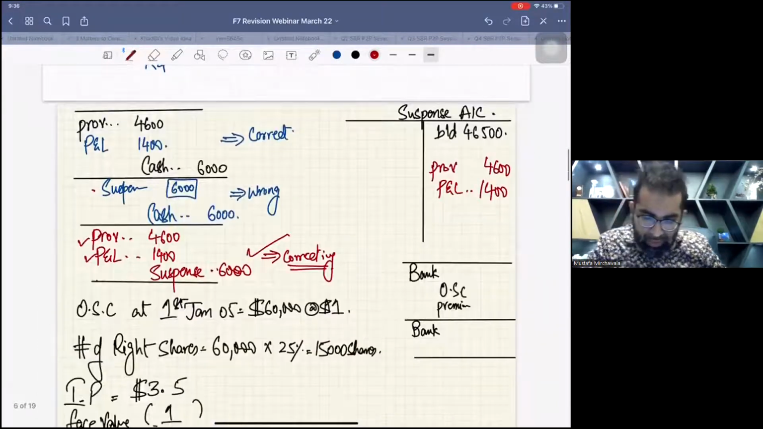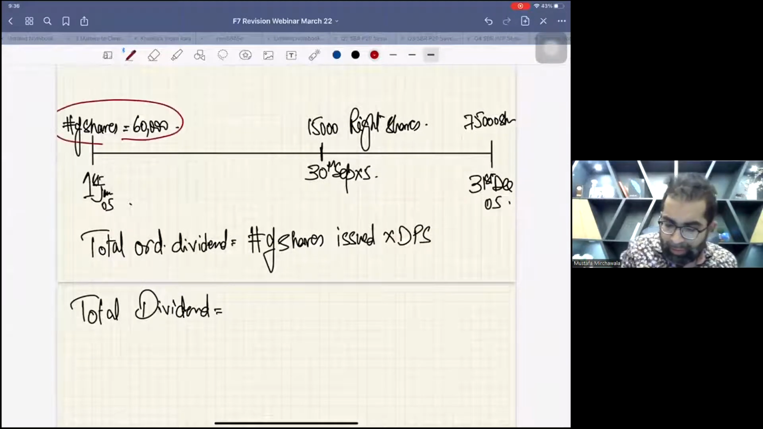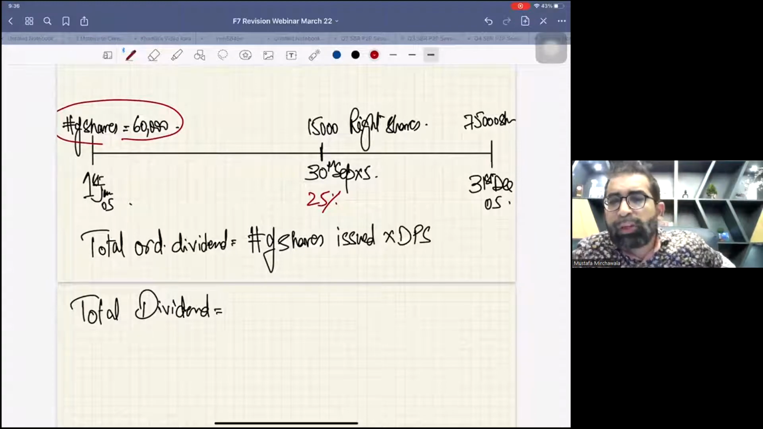Have a look. Your number of shares were 60,000 shares at the beginning. And there was a 25% rights issue.